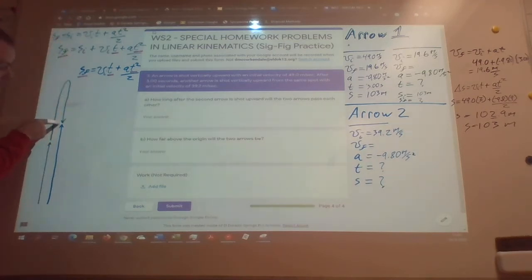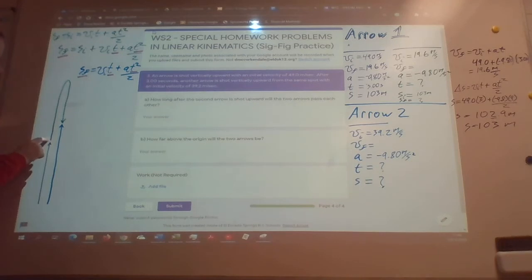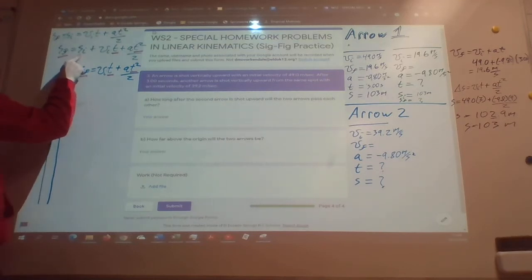SF is the height at which the 2 arrows meet. We know SI. We know how high the arrow is at this point. We do not know SF. We don't know where arrow 1 is at this point. So we need to move SI to the other side. So we add it to both sides to move it over.